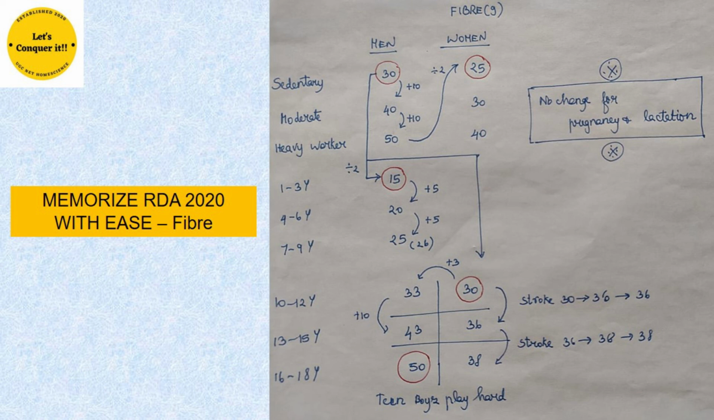Alright, so almost all of the nutrients we have given, only 3 or 4 nutrients are left to give you the memory tricks for. Stay tuned with us on YouTube so that you get to know the trick for all the RDA nutrients which are there in RDA 2020.